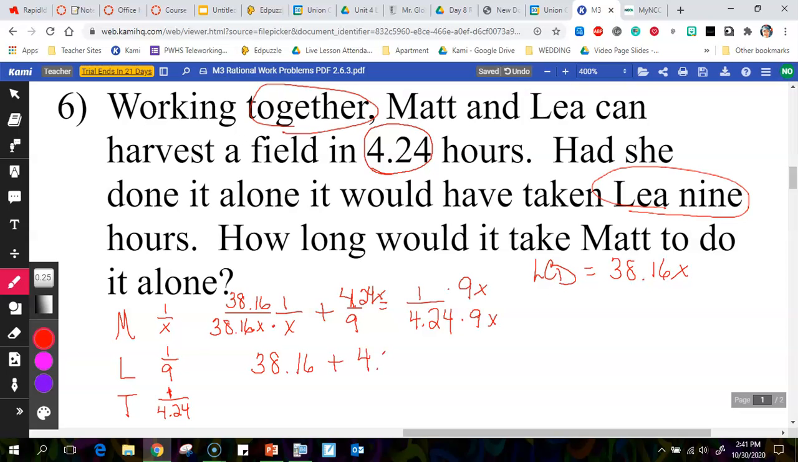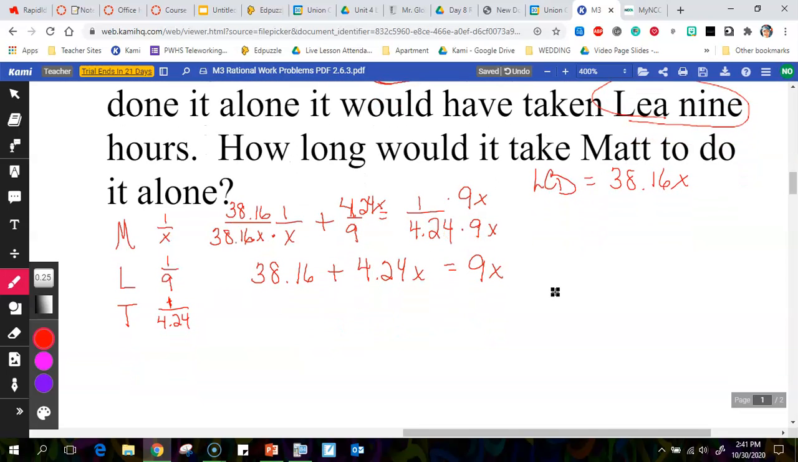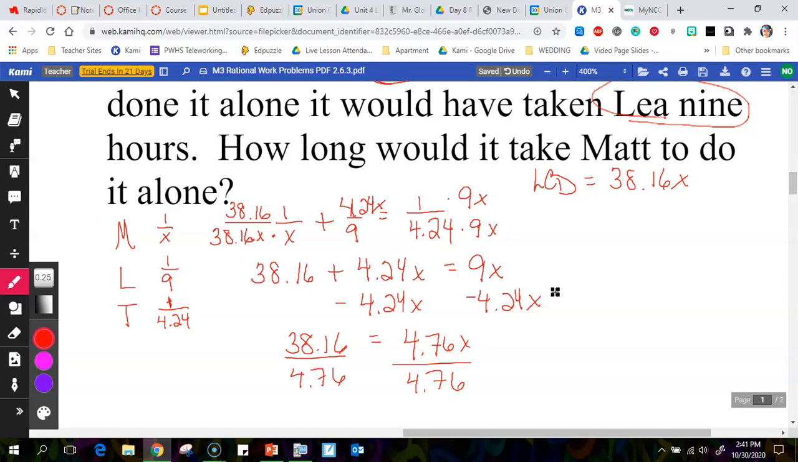Okay, so here's what we end up with. 38.16 plus 4.24x equals 9x. So now what we have to do is recognize that we need to subtract 4.24x on both sides to solve for x. So 38.16 equals, I don't know what that is. Let me see. Get my calculator. 9 minus 4.24 is 4.76. Divide by 4.76. 38.16 divided by 4.76. Let me see if I got the same answer as my key. Yep. So x would be 8.02 hours. And this would be the number of hours that it would take Matt. And so this is how long it would take Matt.